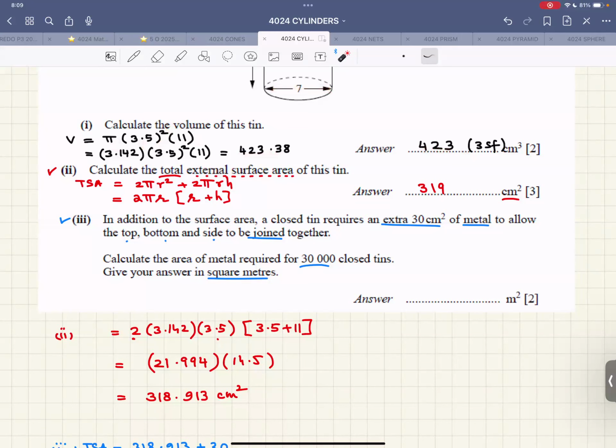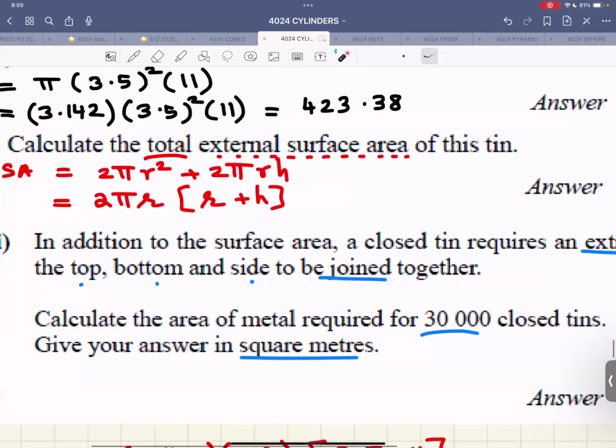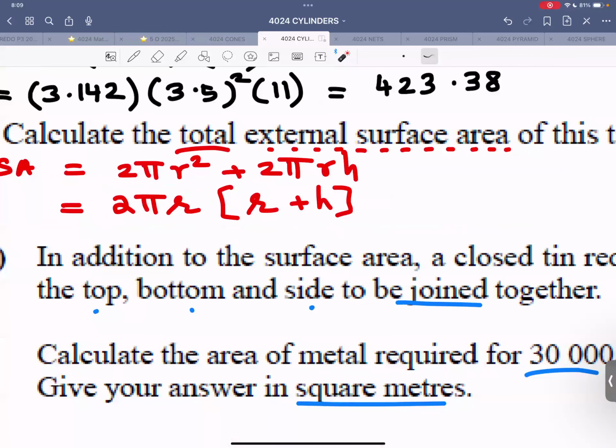Calculate the total external surface area, that's 2 pi r squared plus 2 pi rh. Now focus over here. What have I done? That is one thing that I want to focus on. So let me also open the WhatsApp group. What you see on the screen is that the total surface area is 2 pi r squared plus 2 pi rh.